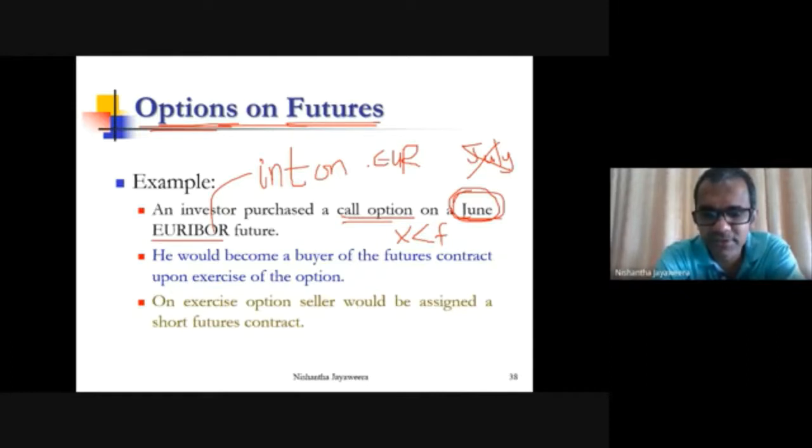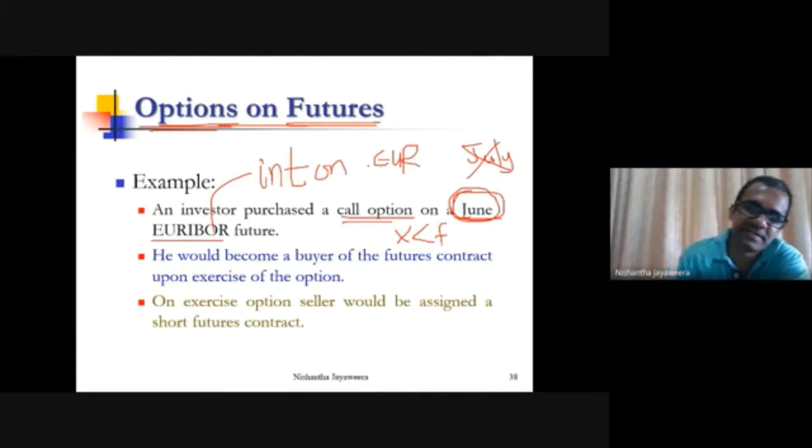Especially that can happen if you think volatility is going to go up. Then the option price may change in future. Option price may go up. Things like that. Yes.